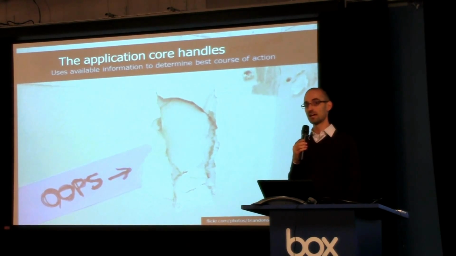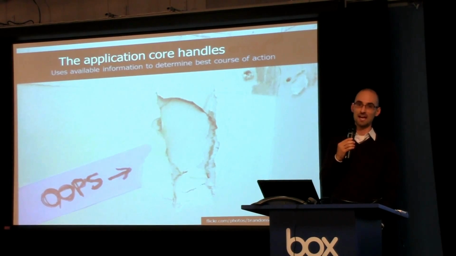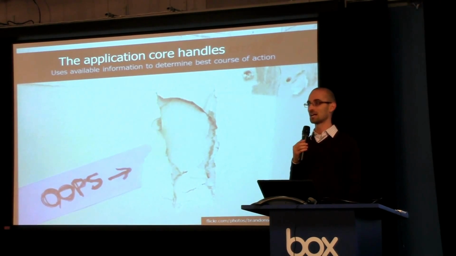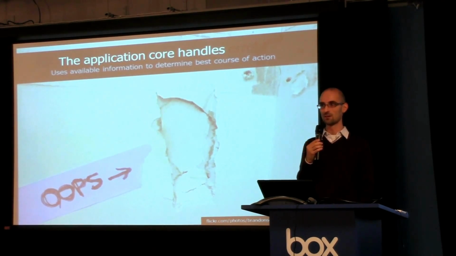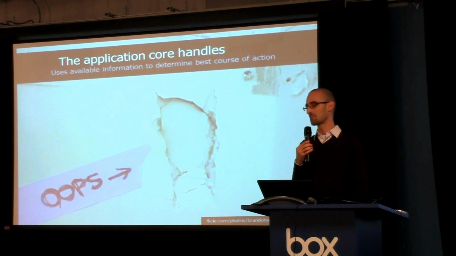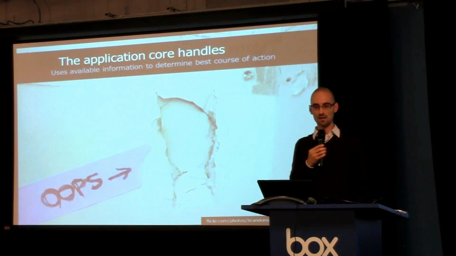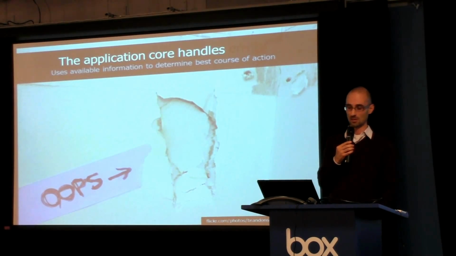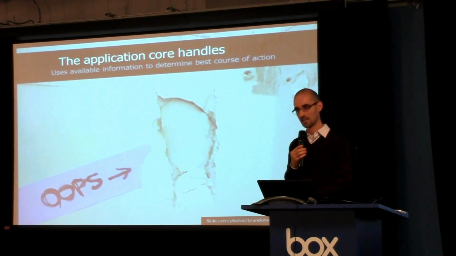So errors are usually handled really badly in JavaScript applications, if they're handled at all. Everybody ends up writing try catch, or they're doing all kinds of things to try to figure out if there's going to be an error, and then there is an error, and you're trying to trap it and log it, and it's really hard because you don't know where it's coming from. The application core can help you out a lot with that, and it can figure out the best course of action to take.